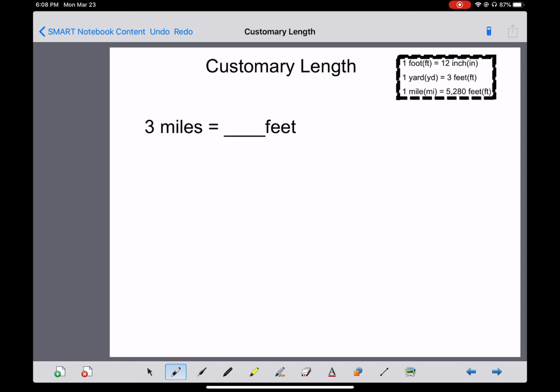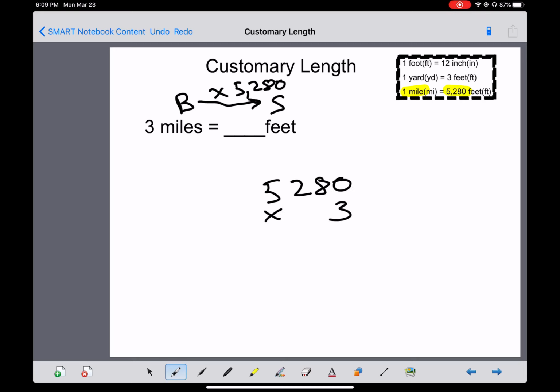Let's keep working through here as we look at 3 miles equals blank feet. So we have miles to feet, and 5,280 feet equals 1 mile. That's a lot of feet. So miles are bigger than feet, and feet are smaller than miles. And therefore, it's going to take a lot of feet, as we already said, 5,280 feet in 1 mile to equal 3 miles. So we're going to have to multiply to figure out how many feet that would be. We're going to multiply by 5,280. So 5,280 times 3. So 3 times 0 is 0, 3 times 8 is 24, 3 times 2 is 6, plus 2 is 8, and 3 times 5 is 15. So therefore, 15,840 feet are in 3 miles.